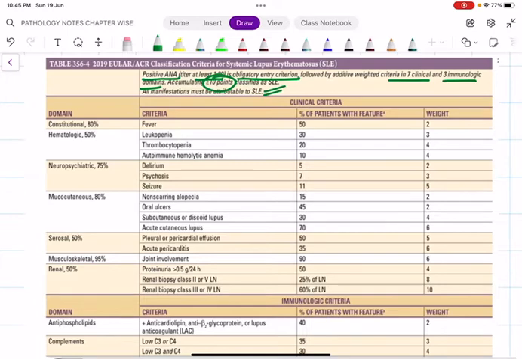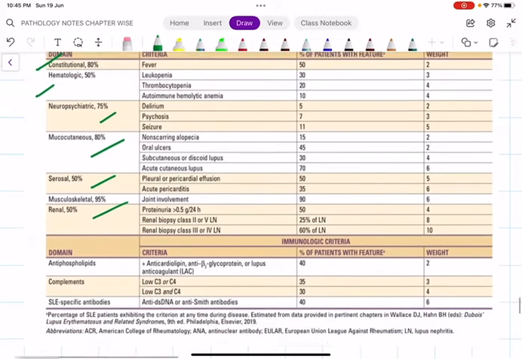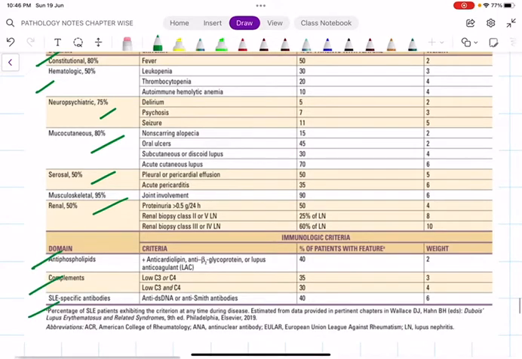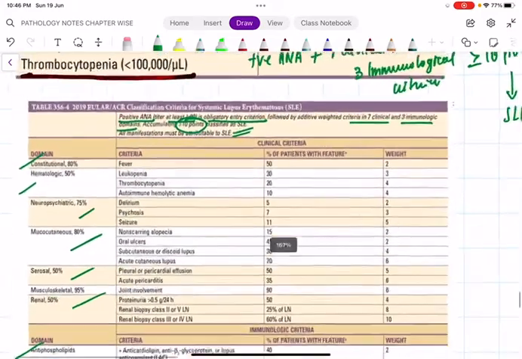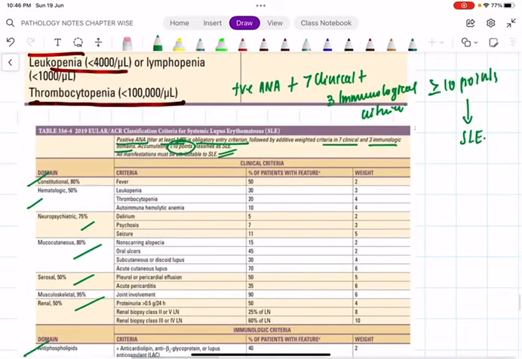Yes. See, constitutional 80%, hematological 50%, neuropsychiatric 75%, mucocutaneous 80%, serosal, musculoskeletal, renal, all those, and finally antiphospholipid, complement, and SLE specific antibody. There is no need for you to remember this scoring system, but I have inserted this picture to make you aware that there is a scoring system. Suppose fever is present, we will give 2 points; if leukopenia is present, we will give 3 points. So to make you aware that a scoring system exists, I have put this table.